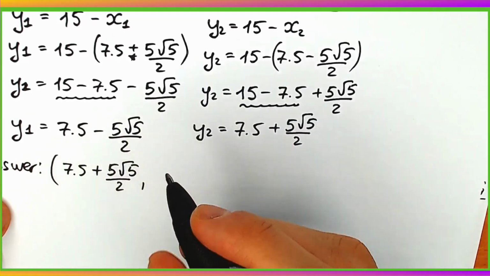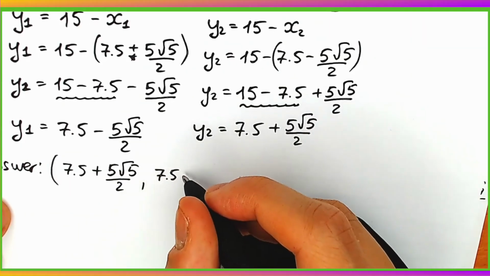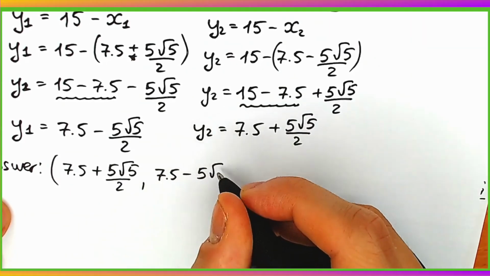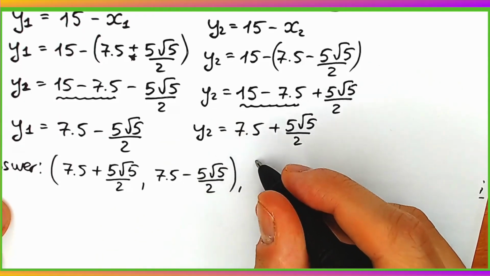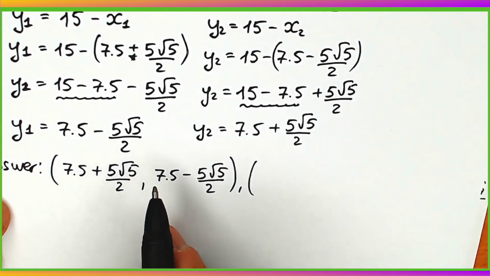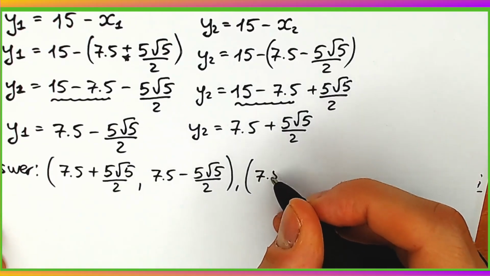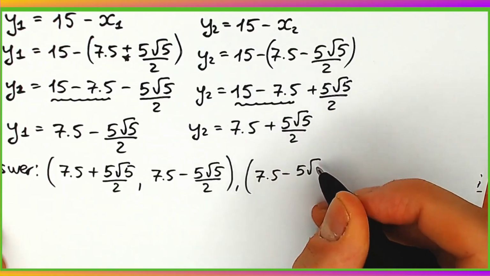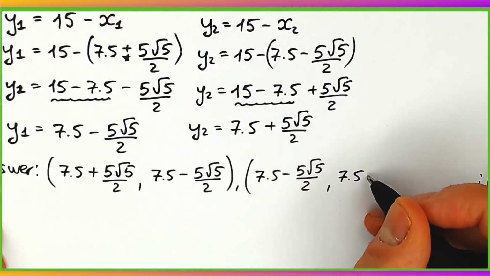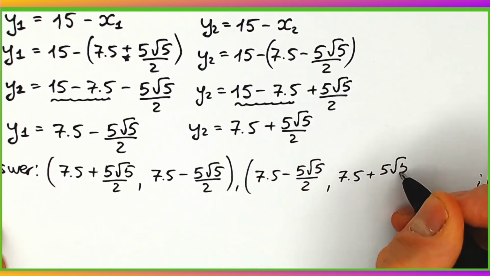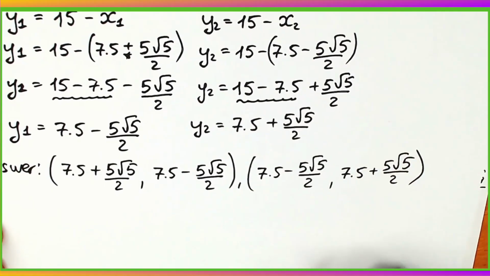This is our x first, and y first right here. So, as you can see, our roots are absolutely symmetrical with each other, because we have absolutely the same constant, but only different signs. And right here, the second pair is absolutely the same, but in a different order. So that's why we have 7.5 minus 5 square root of 5 over 2, and the second one 7.5 plus 5 square root of 5 over 2. Okay, so we have our answer.